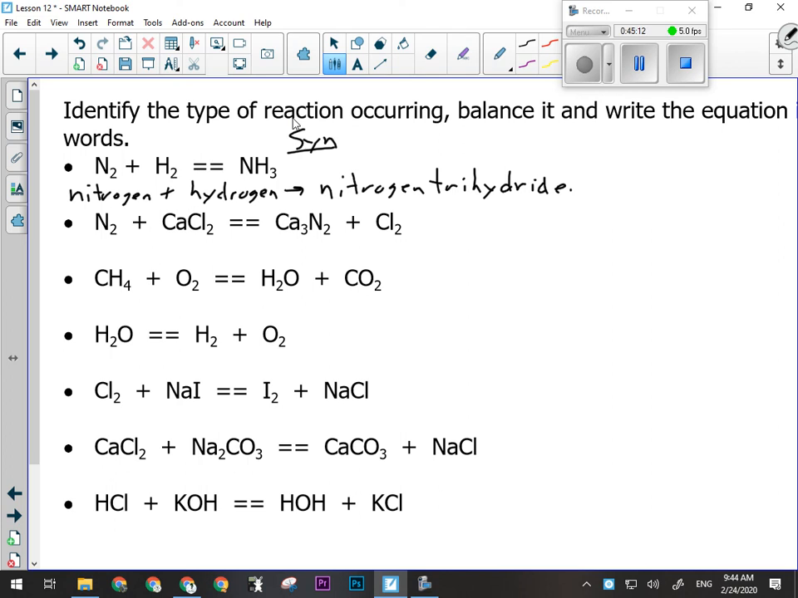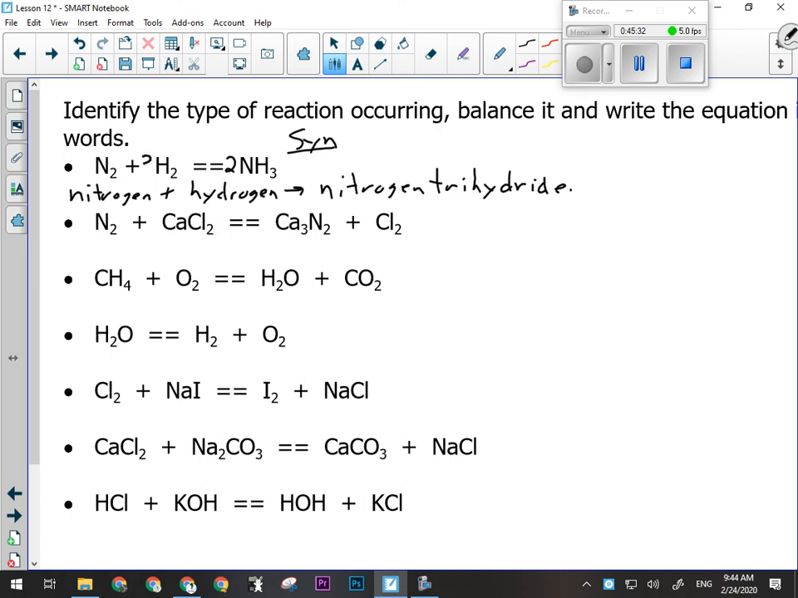Okay, what is 2 times 3? Okay, that's the lowest common multiple. Okay, it's the number they both go into. All right, so if I put a 2 here, that'll give me 6 hydrogens. Agreed? Okay, what do I need to put in front of this to make 6 hydrogens?